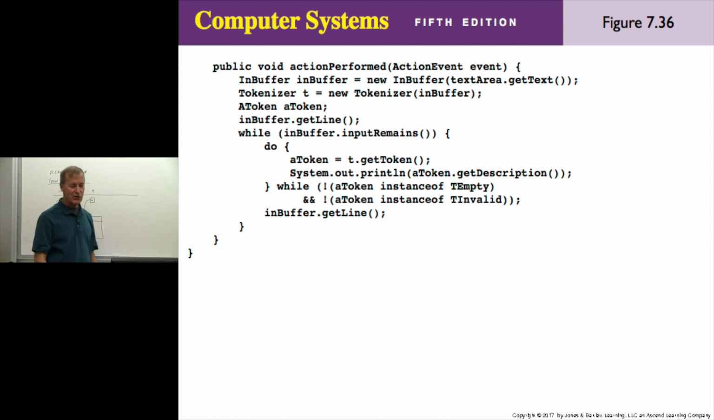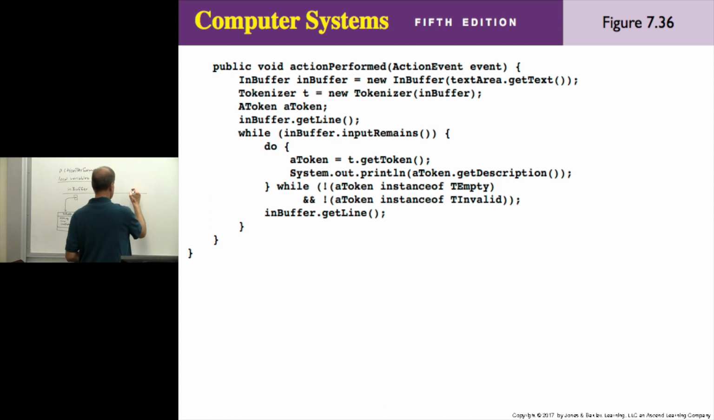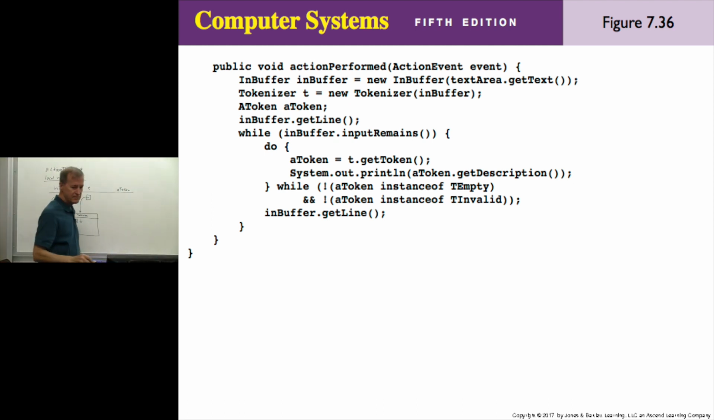All right, so continuing on in figure 7.36. In buffer gets in buffer new, in buffer text area get text, tokenize. So we spent all this time on the first 2 lines. And now what else does action performed have? It has a token. So here it also has a token, and it's of type capital A token. And then what does it do? It does in buffer dot what?